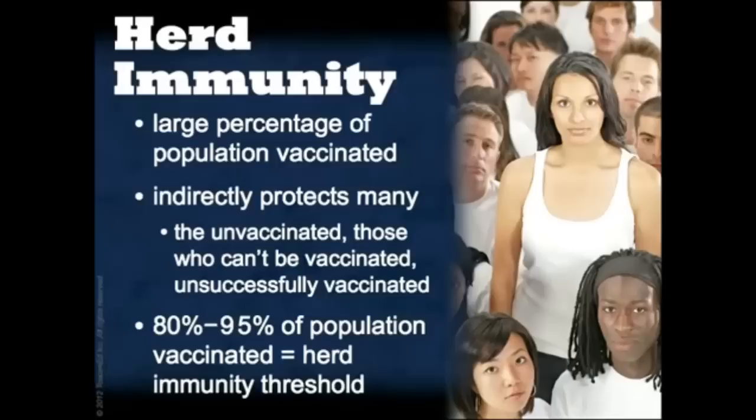This is called herd immunity. For some diseases, herd immunity may take effect with as little as 40% of the population vaccinated. However, vaccination rates usually need to be as high as 80 or 95% to achieve herd immunity. This percentage is called the herd immunity threshold.